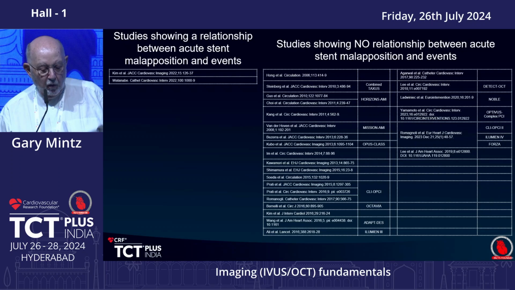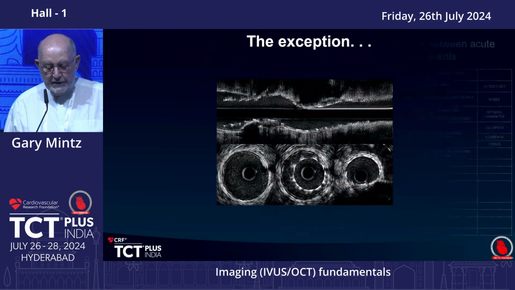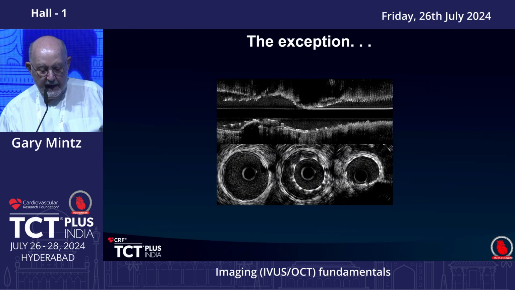On the left, you see all the literature saying that malapposition has an adverse outcome. On the right, you see all the literature showing that malapposition has no adverse impact on outcomes. The literature overwhelmingly supports the idea that acute stent malapposition is irrelevant, with one exception. Here is the exception. At the proximal edge of a stent, if you have malapposition and you then want to rewire, it's easy to get the wire behind the stent and then deform the stent.